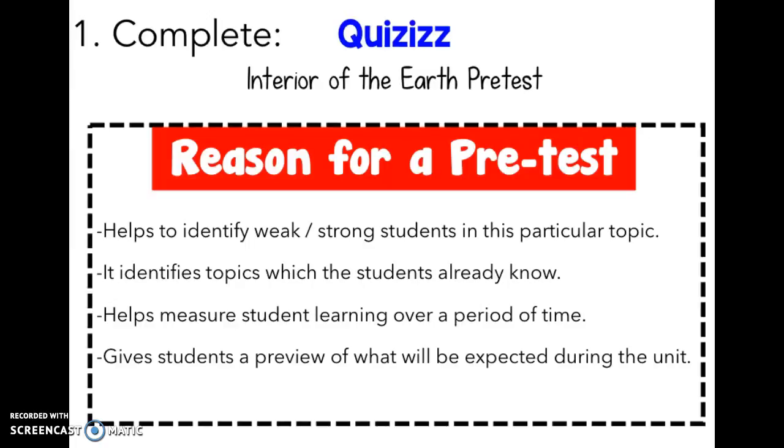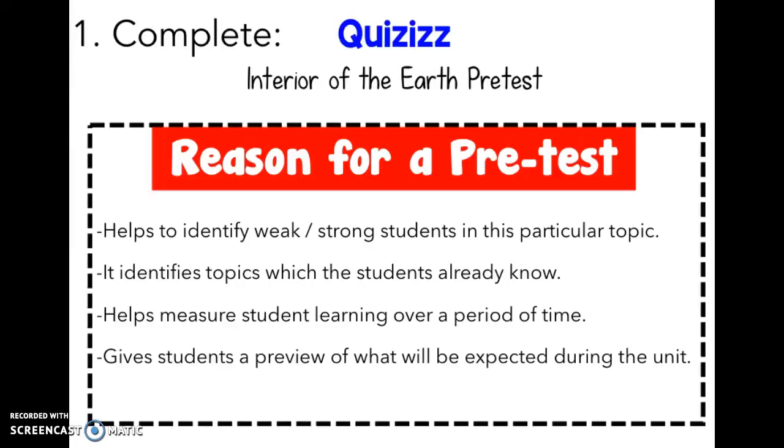This pretest is also going to identify topics that you guys already know. So when I start planning the lessons for the next couple weeks, if there are topics that I feel you guys already know, then it's something we don't really need to spend much time on. The other thing it's going to allow us to do is see how your learning occurs over time. So we're going to take this again at the end of the unit to see what your scores changed to and what areas you improved in or maybe didn't improve in.